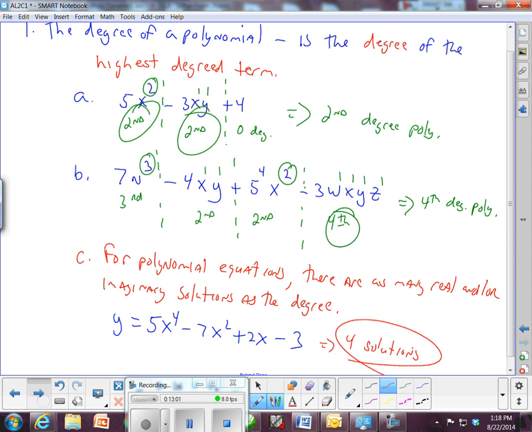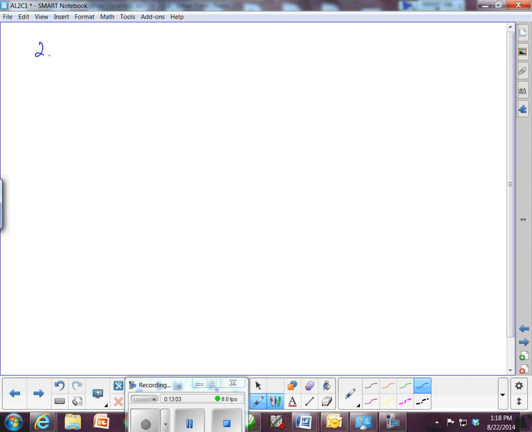Okay, so degree of a polynomial. Everyone should know how to do that. Number two, like terms. Now, I'm not going to take the time to write out the definition. We did this a lot in Algebra 1. If you need to write it out, go ahead. Here's the definition of like terms.